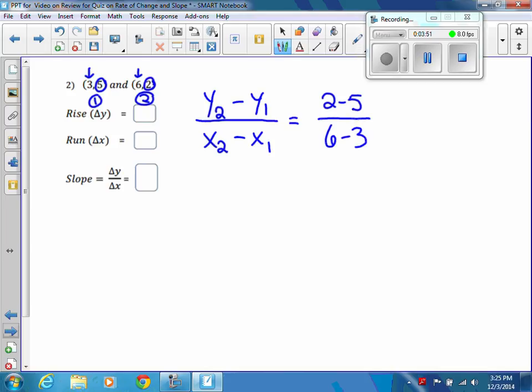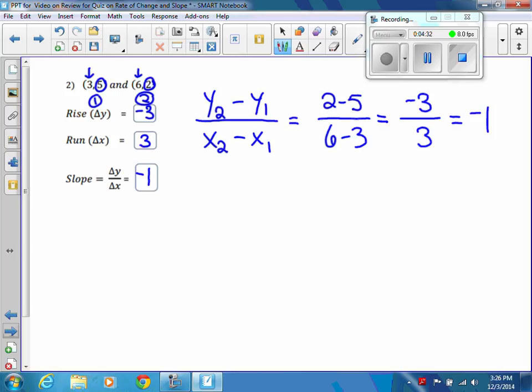Again, if it helps you, you can always assign it the way we did last time, where you're putting the x1, y1 on top of the numbers to make you see it a little bit better. 2 minus 5 is -3. 6 minus 3 is 3. When I reduce this one, I wind up with -1. So my slope is actually going to be -1. Again, a negative slope, because -3 divided by 3 gives me -1. Because 3 divided by 3 is 1. Negative divided by a positive is a negative. My rise on this one is -3. My run on this one is 3.